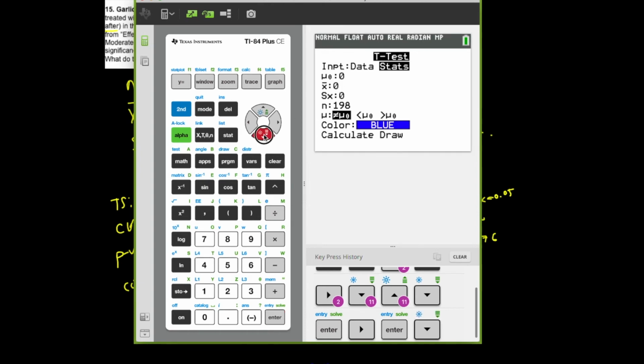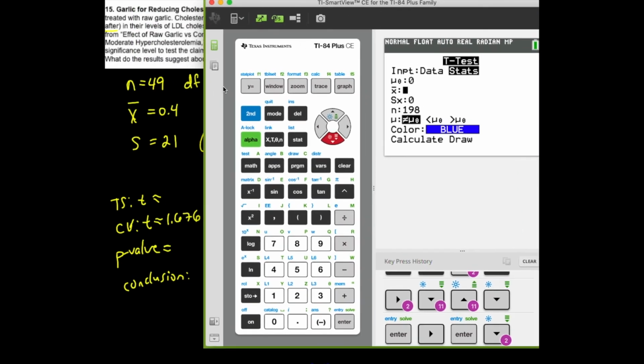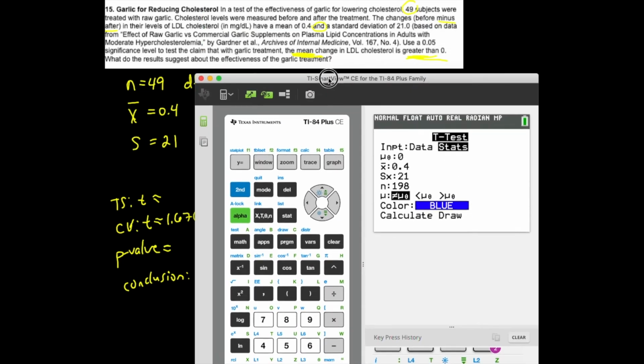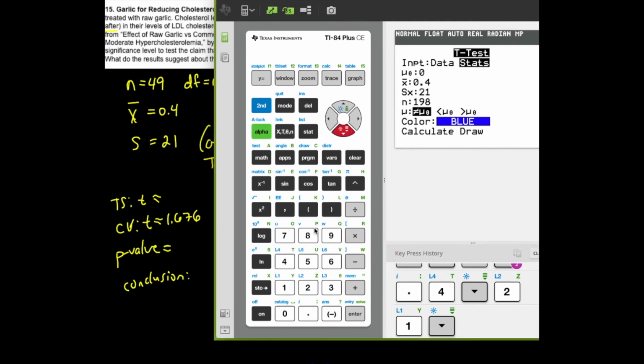X bar, let's go back to my stuff. X bar was 0.4, and then Sx is the sample standard deviation. Notice that if I'm in T, it asks for S. If I were in Z, it would ask for sigma. It tells you. Sx was 21. That was a pretty large standard deviation, actually. And then n was 49.